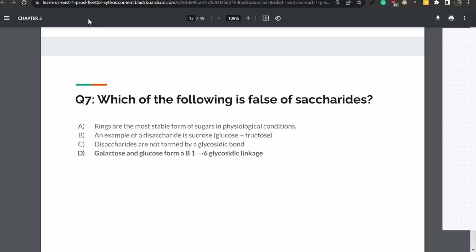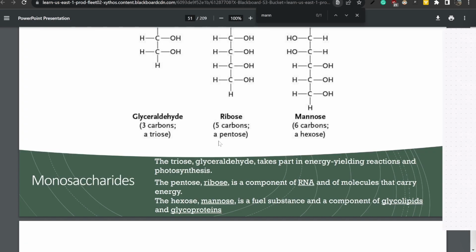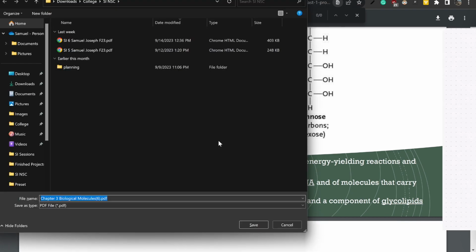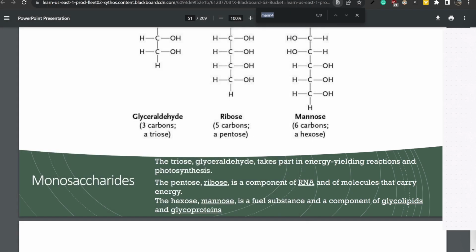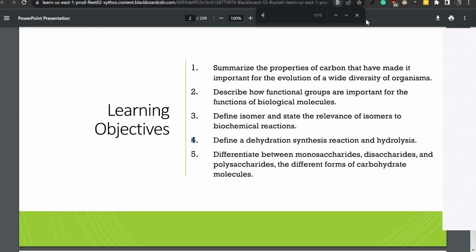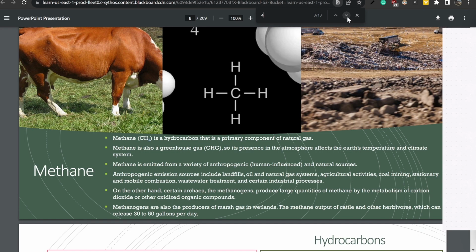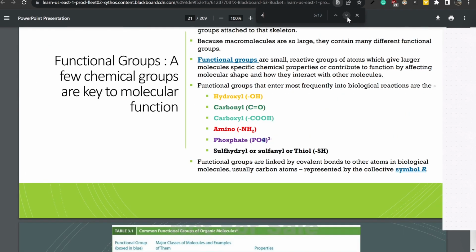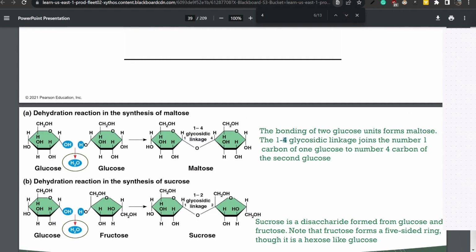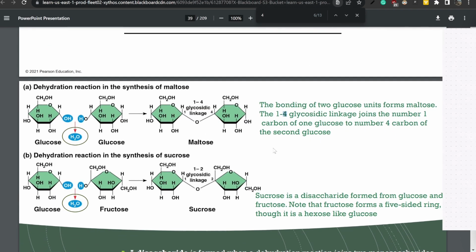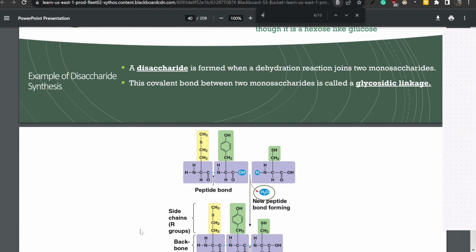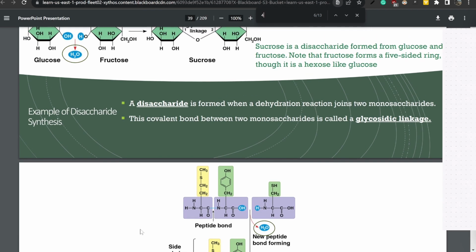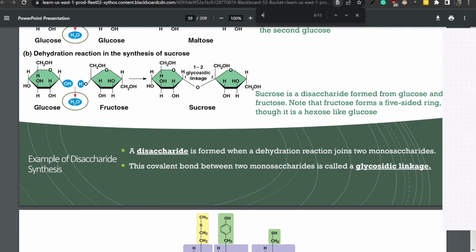So beta 1,6. First of all, let me Control F 1,4 so you can see my 1,4 linkage. Where's my 1,4 linkage? Here it is. Glycosidic linkage, and this is glucose, glucose, maltose, glucose, fructose, sucrose, and yeah, it's true. So it is called glycosidic linkage.